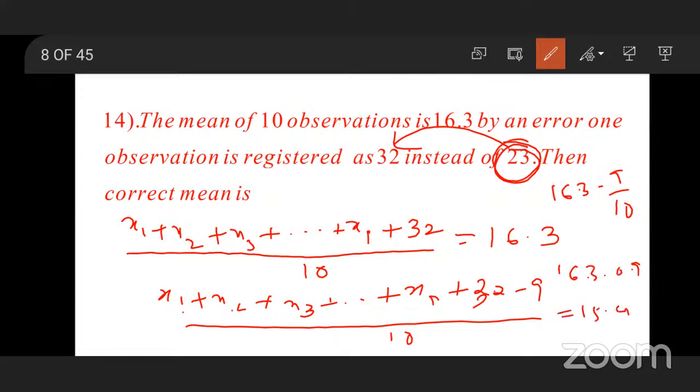Indirectly, what they gave in place of 23 was 32, substituted. That's why there is an extra. How many numbers are extra? Extra is 9, so we subtract only 9. 32 minus 9 gives 9 by 10, which means 16.3 minus 0.9, and we get 15.4, which is our correct solution.